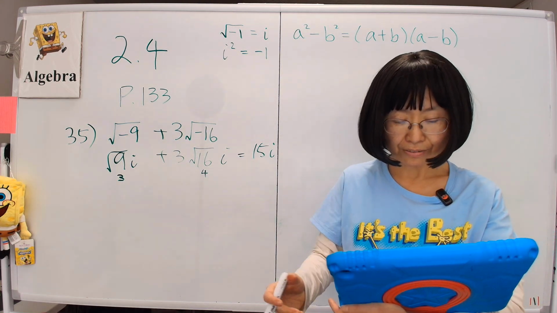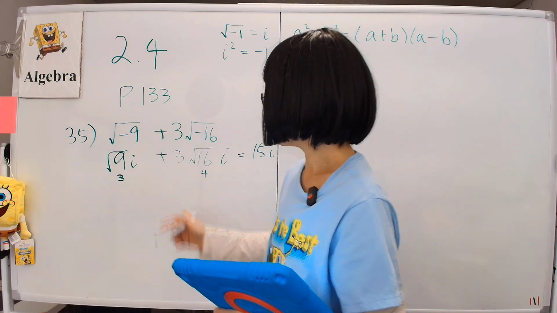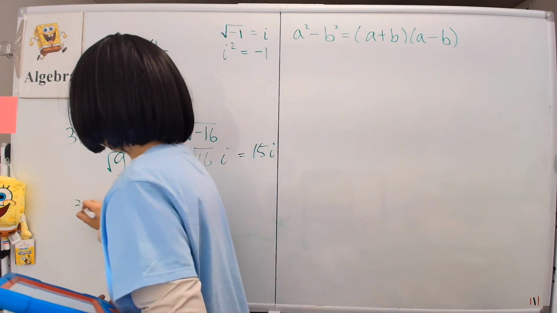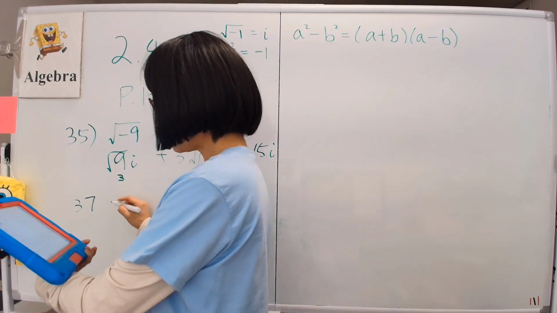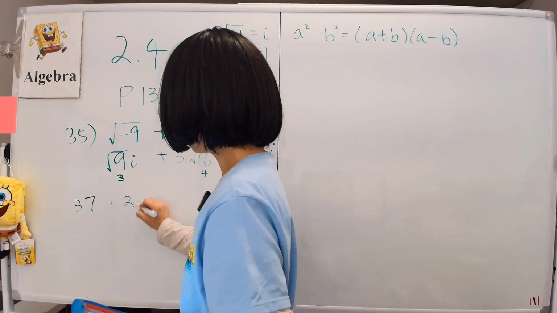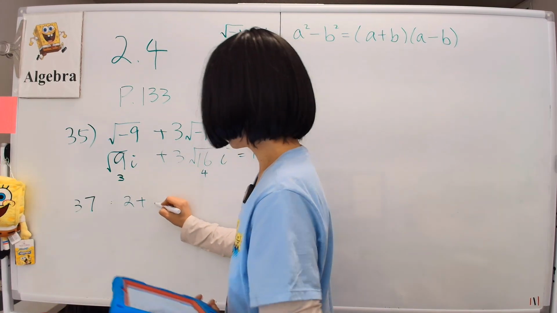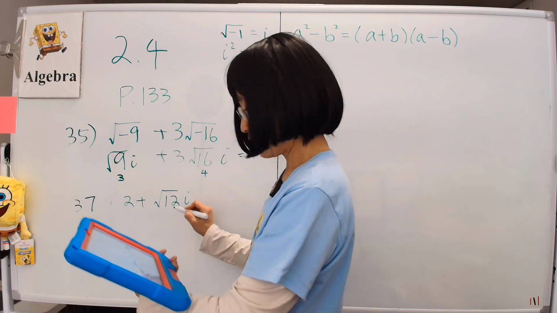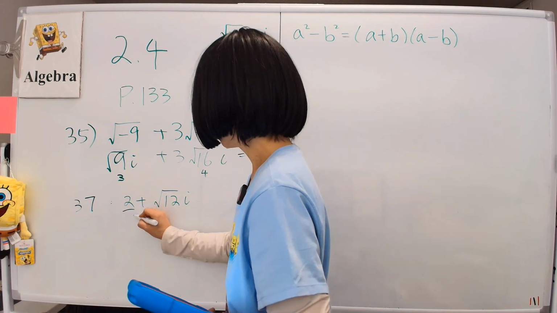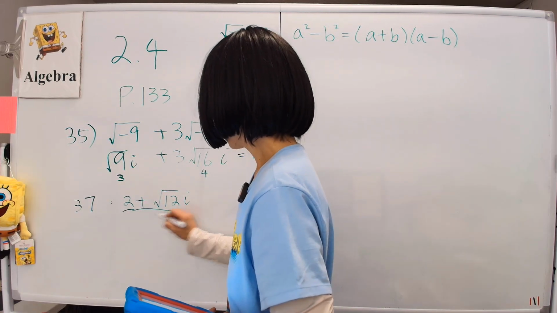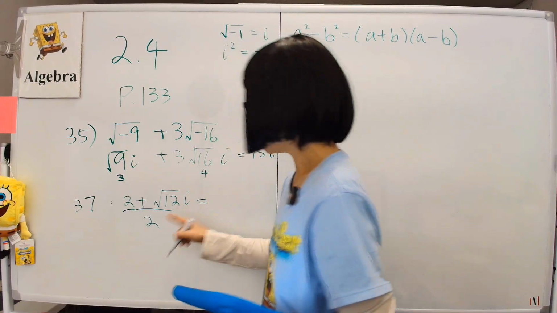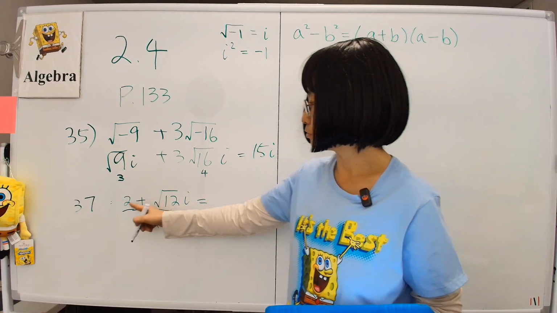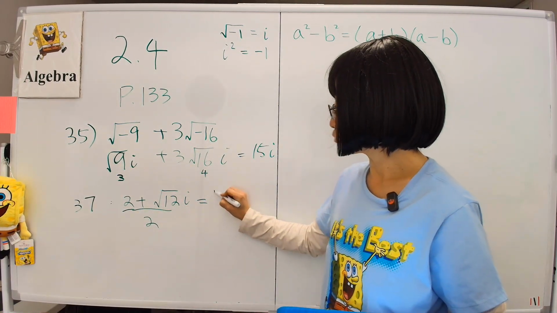Problem 37, similar one. Let's do that. So 37, the problem says 2 plus the square root of -12, which is just the square root of 12i, okay? And the whole thing is divided by 2. We'll break that into 2 fractions. That becomes 2 over 2, and 2 over 2 is 1, okay?